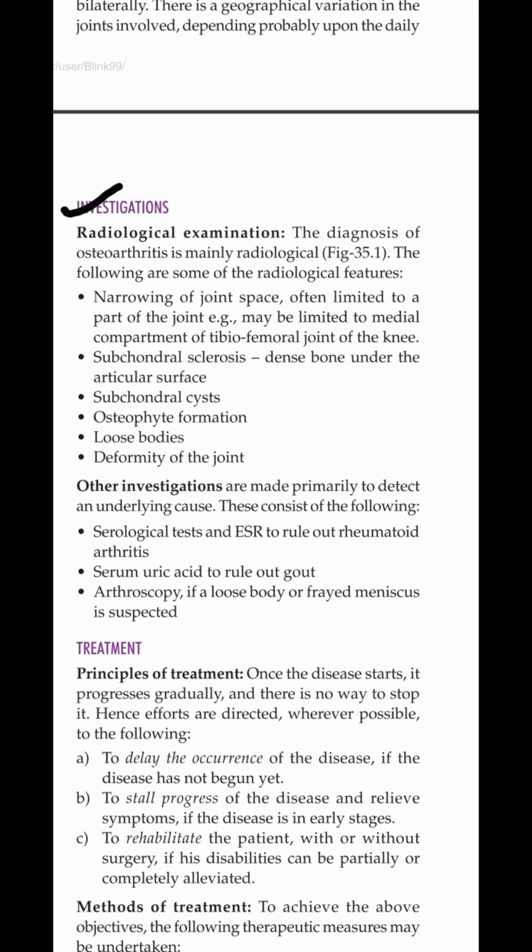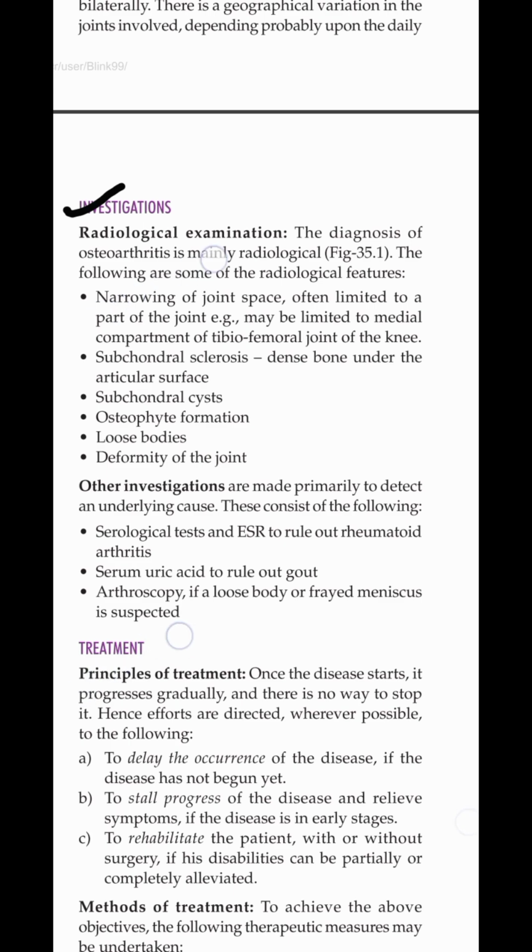The diagnosis of osteoarthritis is mainly radiological, like in figure 35.1. We will see the following are some of the radiological features. Narrowing of the joint space, often limited to part of a joint, may be limited to the medial compartment of the tibiofemoral joint of the knee. Second, the subchondral sclerosis, dense bone under the articular surface, subchondral cyst, osteophyte formation, loose bodies, and deformity of a joint. So let's see figure 35.1.